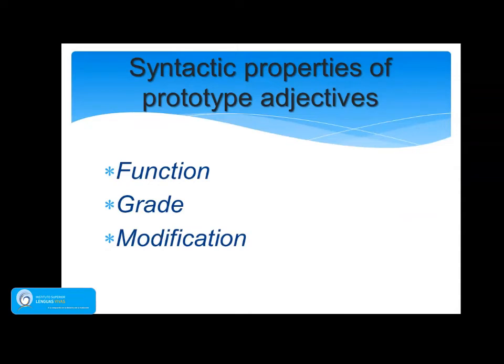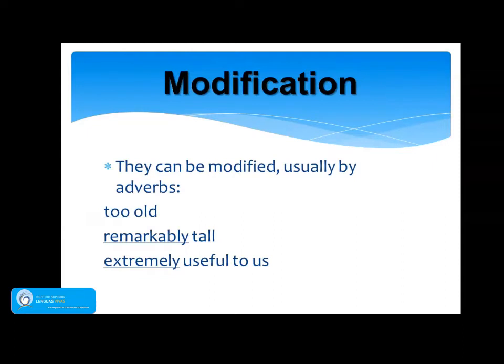There are some basic syntactic properties that adjectives have, such as function, grade, and modification. Let's start with modification. By modification, we mean that adjectives can be modified, and usually by adverbs. So we have examples such as too old, remarkably tall, extremely useful to us, where adverbs precede and pre-modify adjectives.